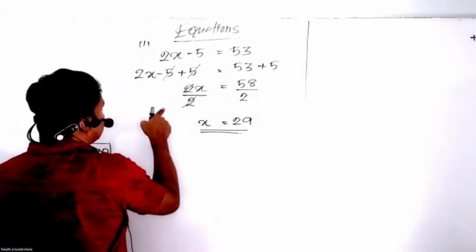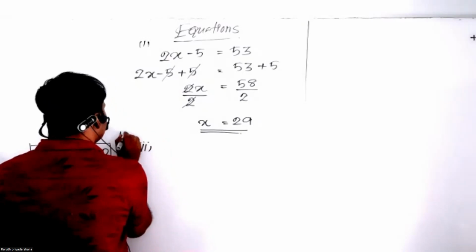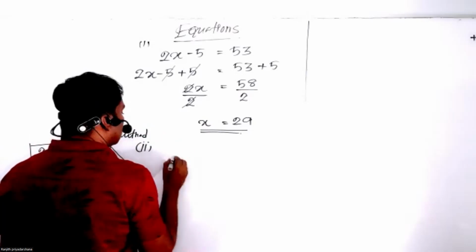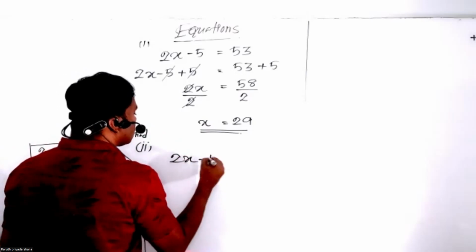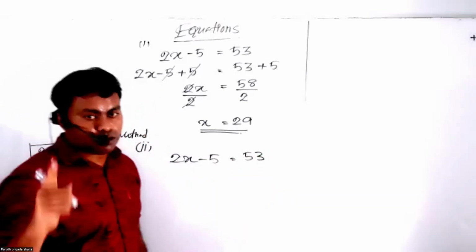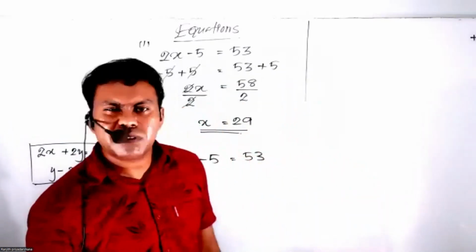Same method, but the grade 8 method, right? Method 2: 2x minus 5 equals 53. Okay, now don't write. Those who write may not understand a little, and they'll forget understanding. Okay?